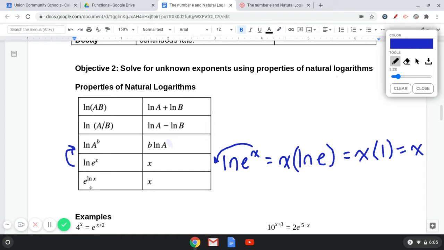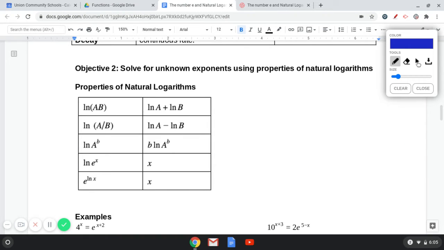And it's the same idea in this last one. e to the natural log of x is just x. So in a way, this natural log and e, they cancel each other out. Let's work some examples of solving for unknown exponents using these properties.